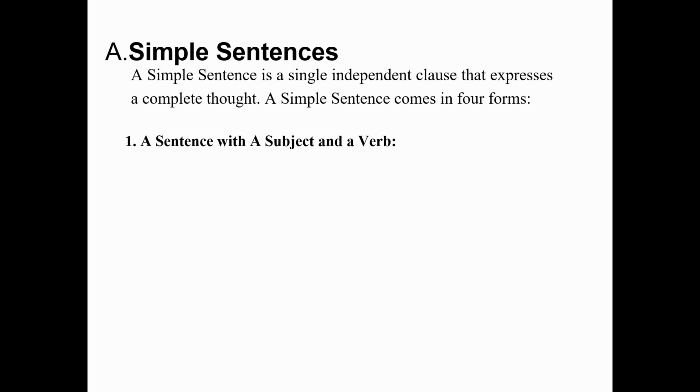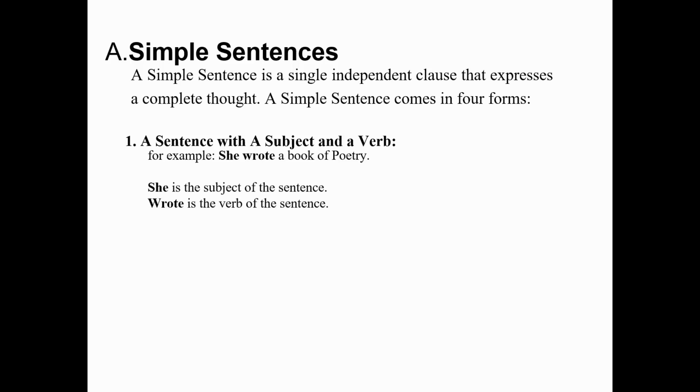The first form is a sentence with a subject and a verb. For example, she wrote a book of poetry. She is the subject of the sentence, while wrote is the verb of the sentence. If you face difficulties with identifying the subject or the verb, just ask yourself a question. Who wrote a book of poetry? She wrote a book of poetry. Therefore, she is the subject. What did she do? She wrote a book of poetry. Therefore, wrote is the verb.